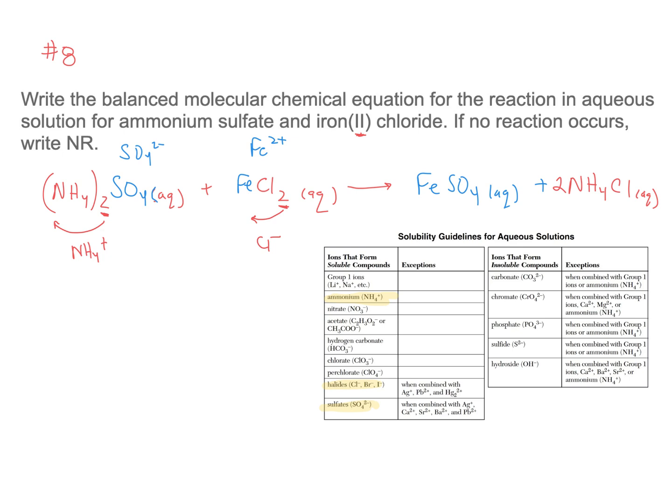Iron doesn't show up. So what this chart is telling you is that anything that forms with ammonium, right? Any ionic compound that forms with ammonium will be soluble. So ammonium sulfate is soluble. Ammonium chloride is also soluble. Ammonium sulfate is soluble because any compound containing ammonium is always soluble. There are no exceptions. So that means ammonium sulfate is soluble, and ammonium chloride is also soluble.